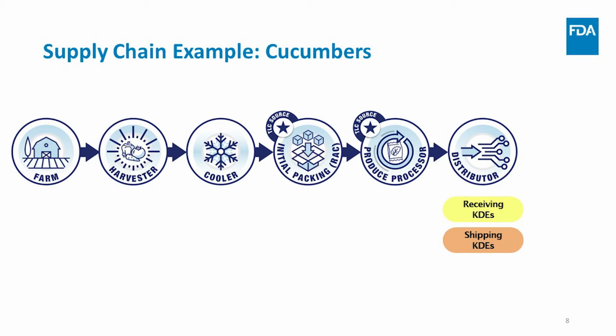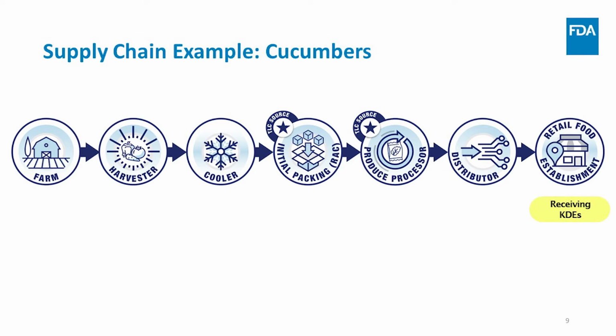Since the distribution center will be shipping the cucumbers to a retail store, the DC must maintain key data elements related to the shipping of the cucumbers to the next point in the supply chain, the retail food establishment. The DC must also send many of these KDEs to the retail food establishment.